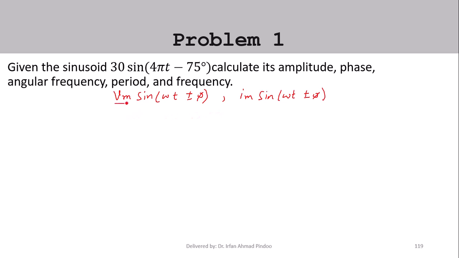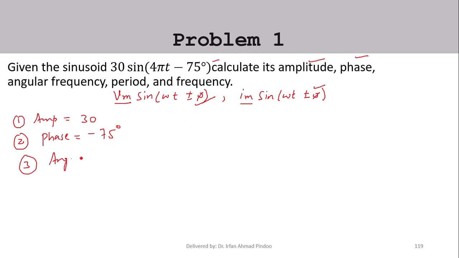Now you compare: what is this value? Amplitude only. So we can directly say that the amplitude is 30. So the first part is done. Phase: if we compare again, this value given here is the phase. So the phase is minus 75 degrees. Then the third point, angular frequency omega. You compare, what is omega? It is 24 pi. So we simply apply the value of pi, and it comes out to be 12.56 radian per second. Then we have the period. Period means time period, and what is the time period?